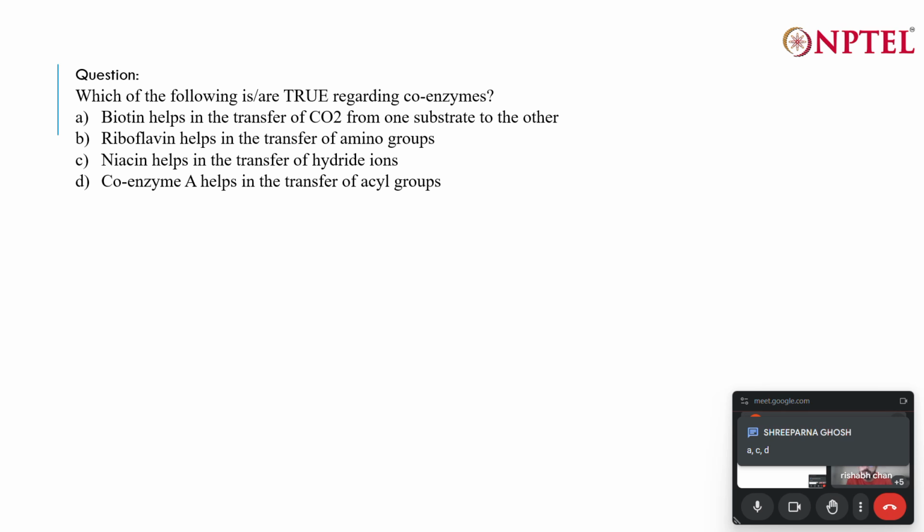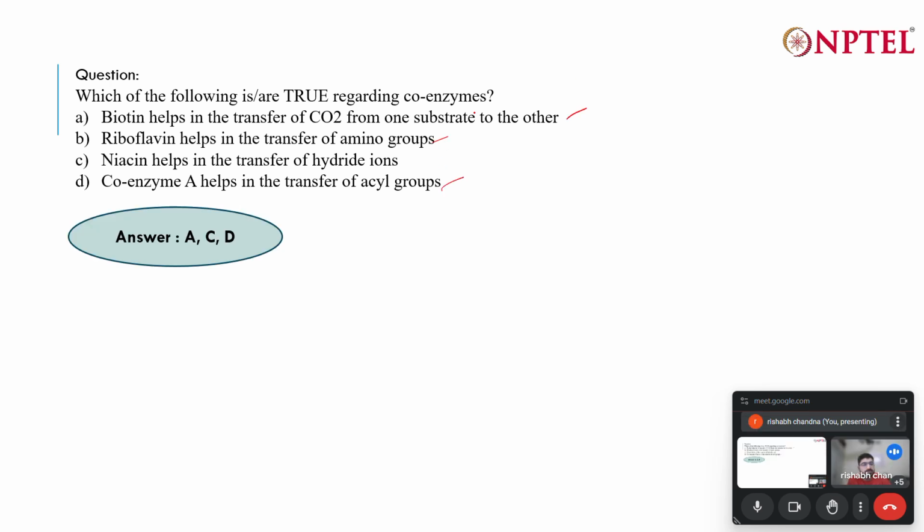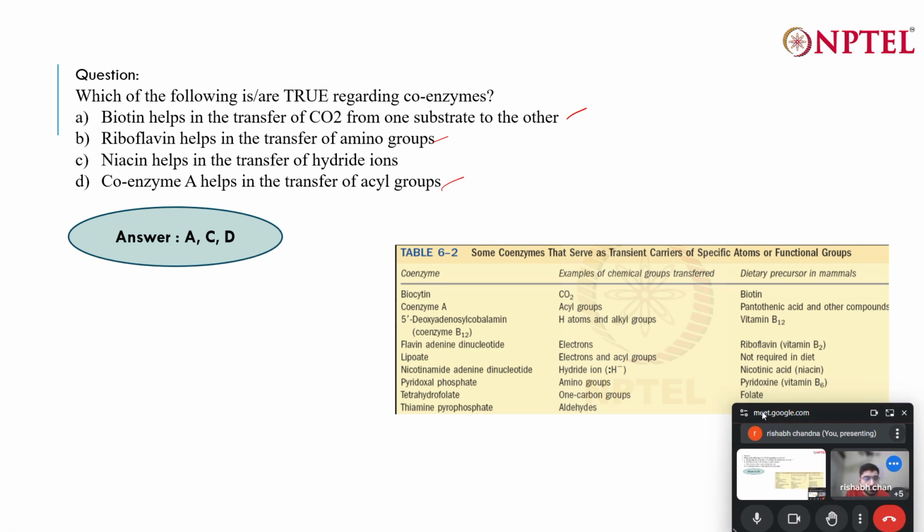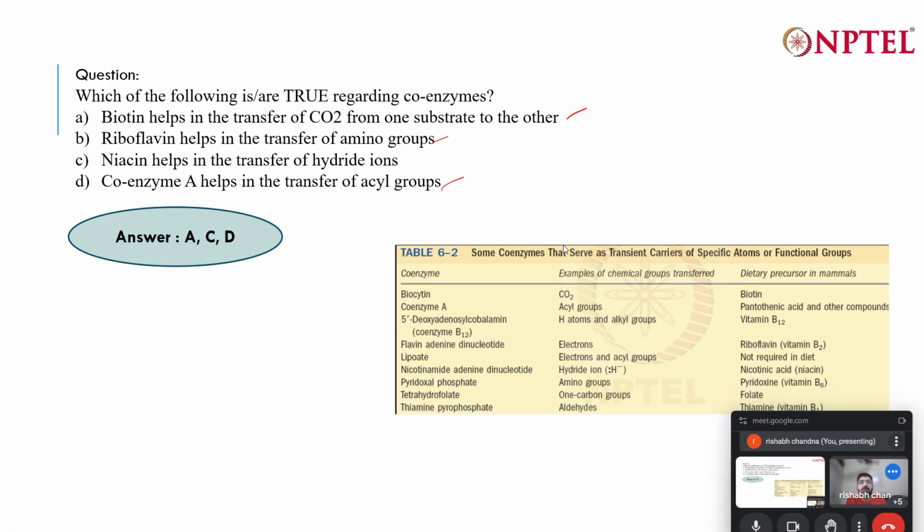A, C, D, right? A, C, and D. So the correct answer is A, C, and D, and this will help to understand better. These are the different coenzymes that have been found to be involved in the different enzymatic reactions. Biocytin or biotin helps in transferring of the CO2. And the dietary precursor in mammals is biotin, right?